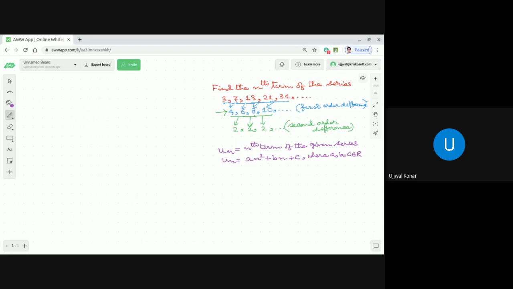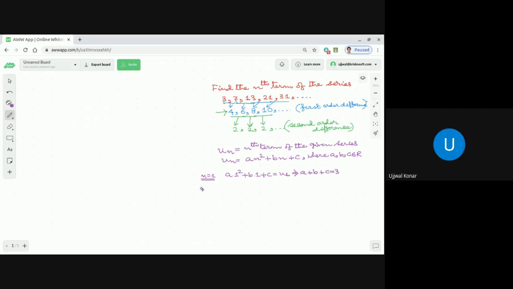So how to get this? What is the value of U1, dear student? U1 is 3, correct or not? That is the first term. So if we apply n equal to 1, what are we going to get? A into 1 square plus b into 1 plus c, that is equal to u1. U1 is 3. So that means a plus b plus c is equal to 3. Correct, no, dear students? Yes.